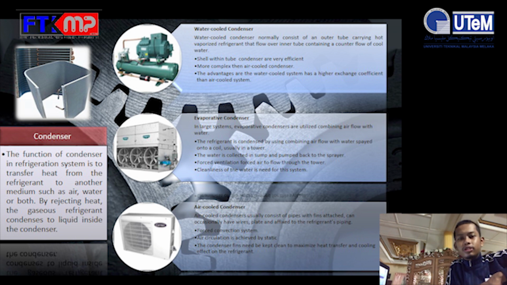Firstly, what is the function of a condenser? The function of a condenser is to transfer heat from the refrigerant to another medium, such as air, water, or both of them. How does it function? By rejecting heat, the gaseous refrigerant condenses to liquid in the condenser, so the heat is released to the air or to the water. We have 3 types of condenser.